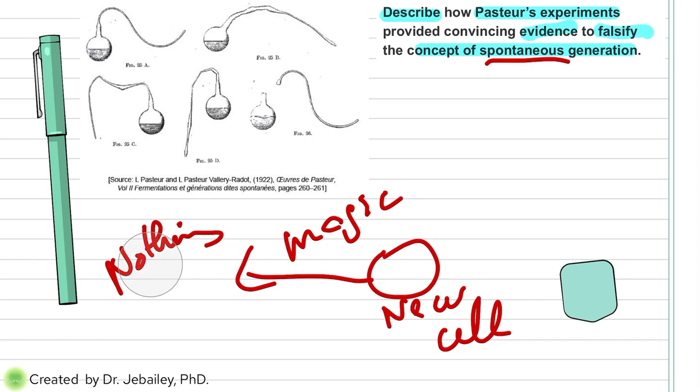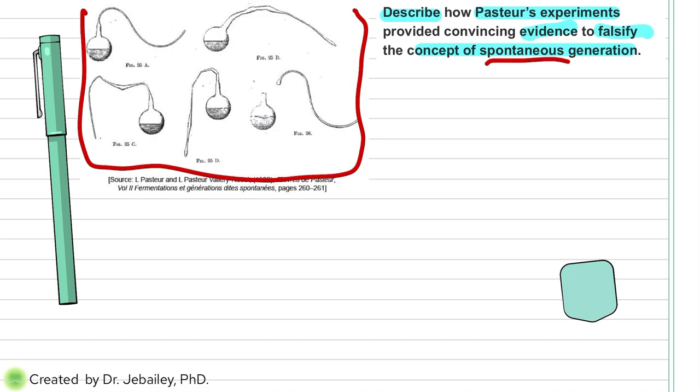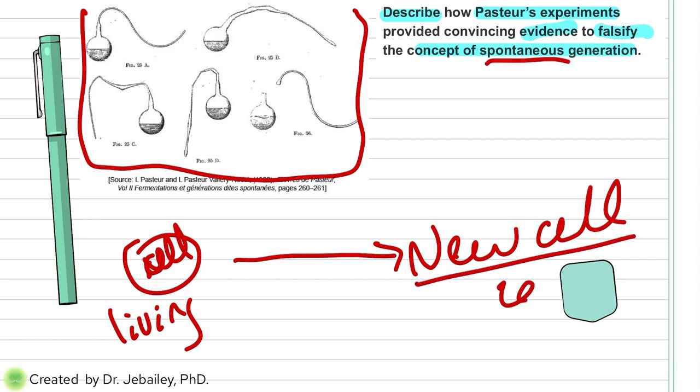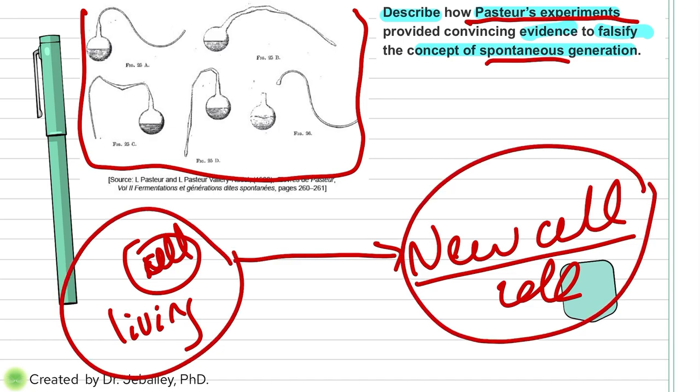But then came Pasteur, and through his experiment, which is this one right here, he proved that that's not true. What Pasteur tried to explain is that any new cell actually comes from a previous cell that was living. So this living cell right here made this new cell. For Pasteur, there's no way this new cell could have come from nothing. It came from a pre-existing cell that eventually divided and formed the new cell.